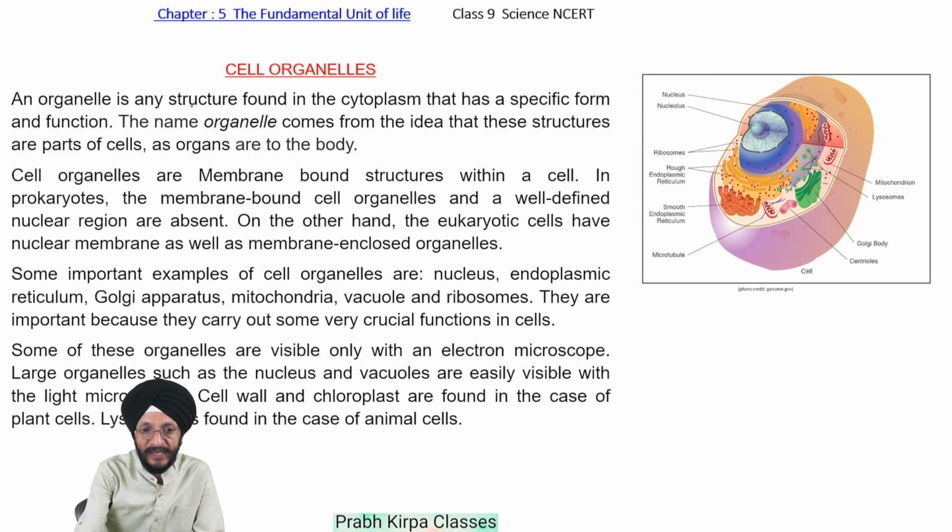In prokaryotes, the membrane bound cell organelles and well defined nuclear region are absent. That is, in the case of prokaryotes, the cell organelles which have covering and a well defined nuclear region are absent. On the other hand, in case of eukaryotic cells, they have nuclear membrane as well as they have membrane bound organelles.